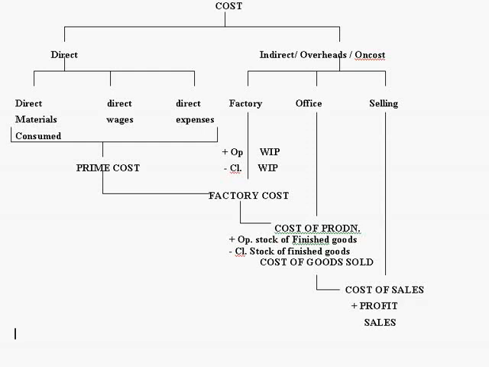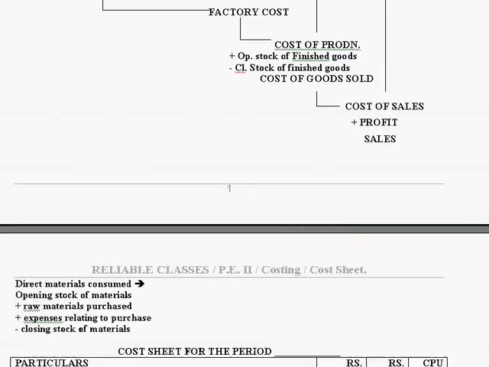To factory cost you will add office and administration overheads, you will get cost of production. Add opening stock of finished goods less closing stock of finished goods, you get cost of goods sold. And to cost of goods sold you add selling and distribution overheads, you will get cost of sales, which is also called the total cost. To that you add profit, you will get sales. Is that very much clear?